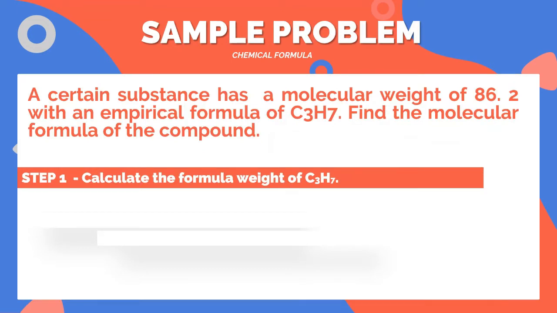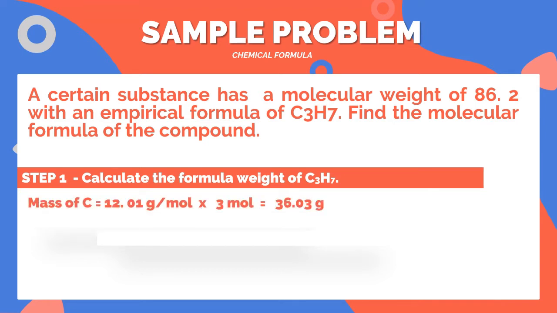So for the first problem, a certain substance has a molecular weight of 86.2 with an empirical formula of C3H7. Find the molecular formula of the compound. So the first step is you need to calculate the formula weight of C3H7. So how do we get that?